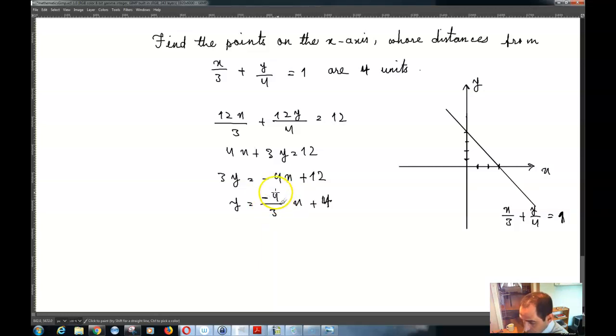And your slope is negative 4/3. First of all, it's negative, and for 3 units of horizontal change, you have negative 4 units of vertical change, which is your slope over here. As you can see, negative 4 units of vertical change, 3 units of horizontal change. It's exactly this line.